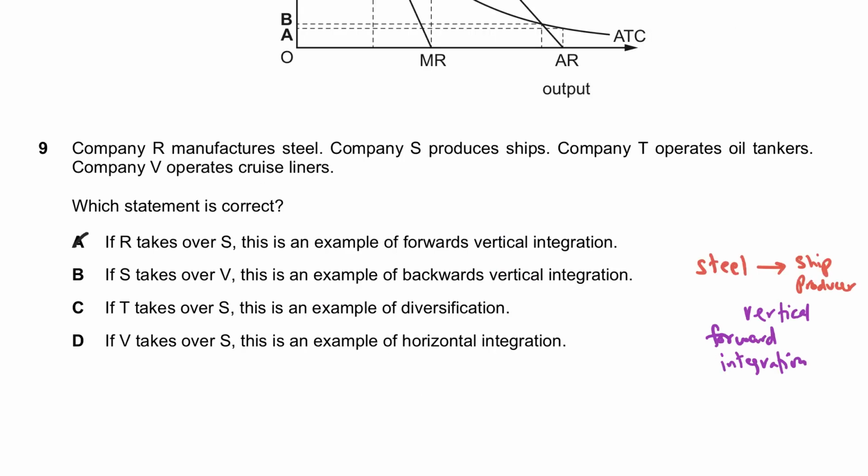Number 9 says company R manufactures steel, company S produces ships, company T operates oil tankers, company V operates cruise liners. Which statement is correct? Well, simply if R takes over S, which means a manufacturer of steel takes over a producer of ships, we call this forward vertical integration, which means you are now also producing something where you are also providing an input.